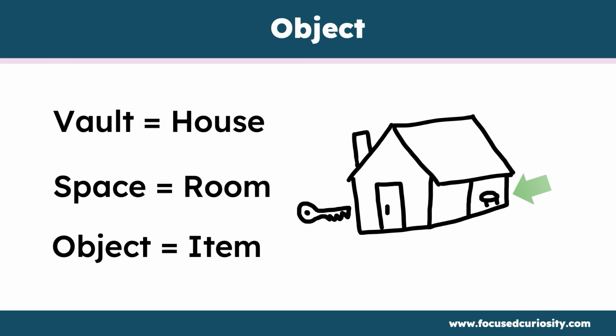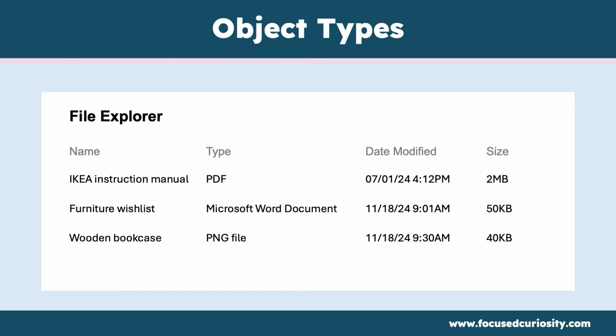Every object has a type. So similar to how you organize your files on a desktop, you might have PDF, Word doc, images. These are all different object types. It's basically a first level category for your items.